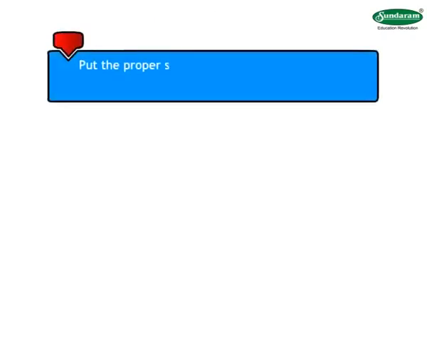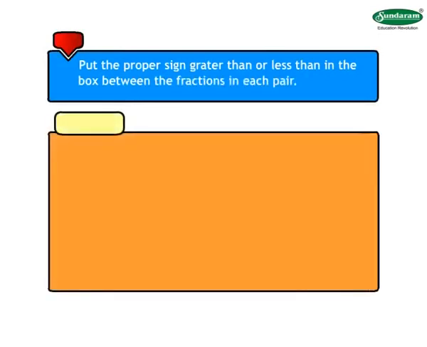Thus, the answer is 2 upon 5 is the bigger fraction. Put the proper sign, greater than or less than, in the box between the fractions in each pair.